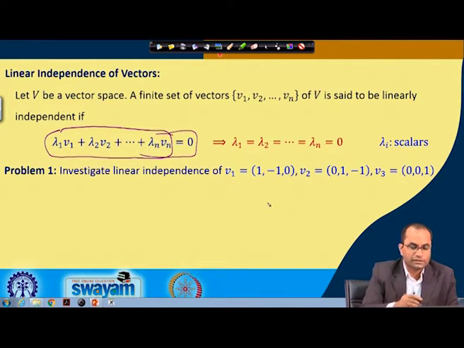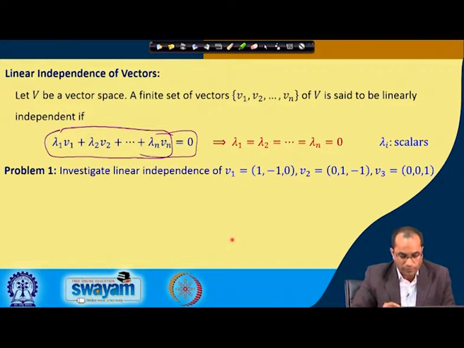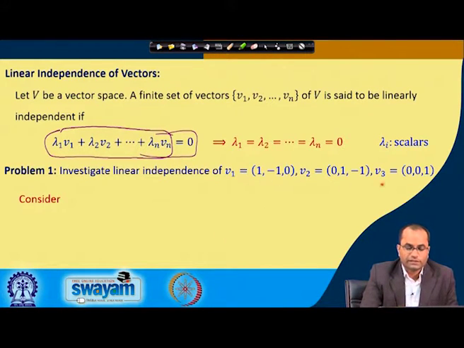So, let us consider this example. Here we have taken these 3 vectors: 1 minus 1 0, 0 1 minus 1, and the third is 0 0 1.